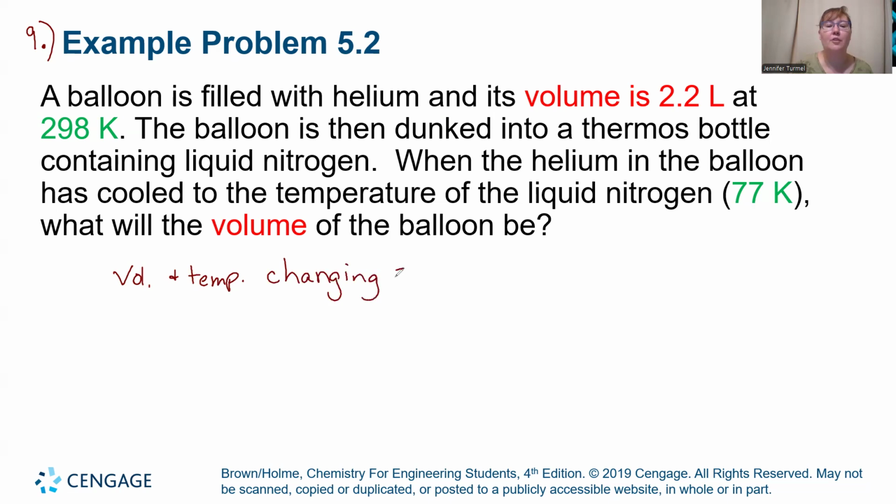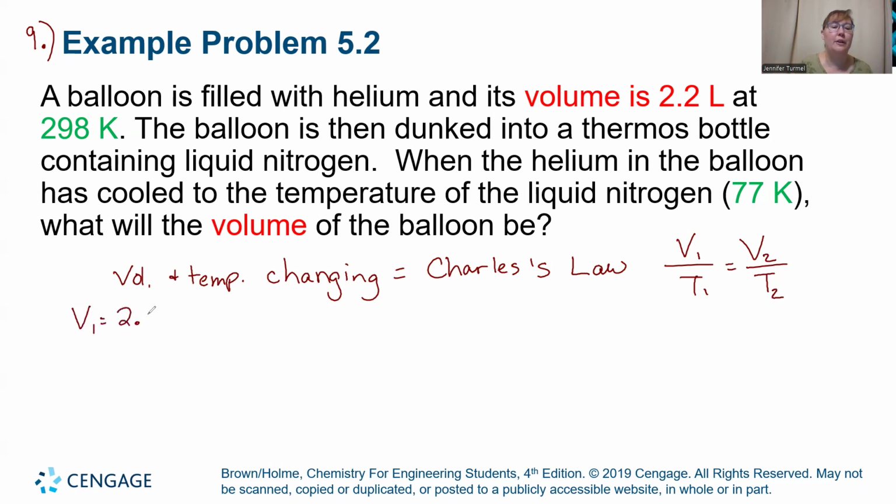And if volume and temperature are changing, that means that we are using Charles's law, which gives us V1 over T1 equal to V2 over T2. And so we make our list. Our V1 is 2.2 liters, and our T1 is 298 kelvins. We're already in kelvins, so we don't have to convert. Our V2 is what we're searching for, and our T2, our final temperature, is 77 kelvins.